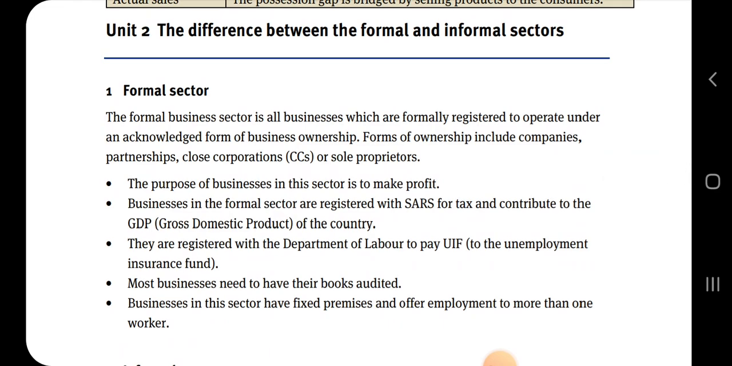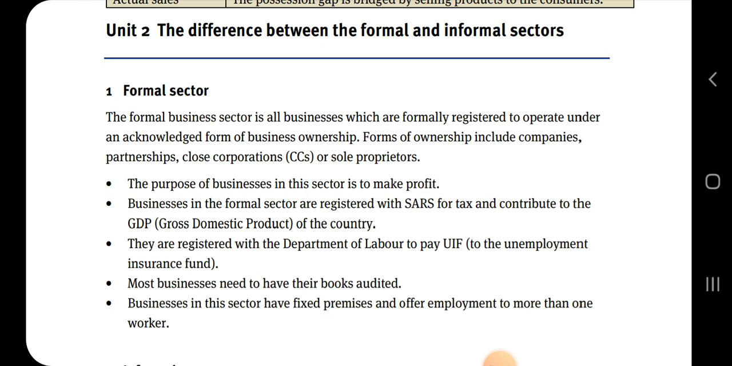So the formal business sector is all businesses which are formally registered to operate under an acknowledged form of business ownership. Forms of business ownership include companies, partnerships, close corporations, or sole proprietors. In grade 10, if you're doing accounting, you're already doing sole proprietorship. We will do forms of ownership later. Not sure whether it's this term or next term, but we will deal with forms of ownership.